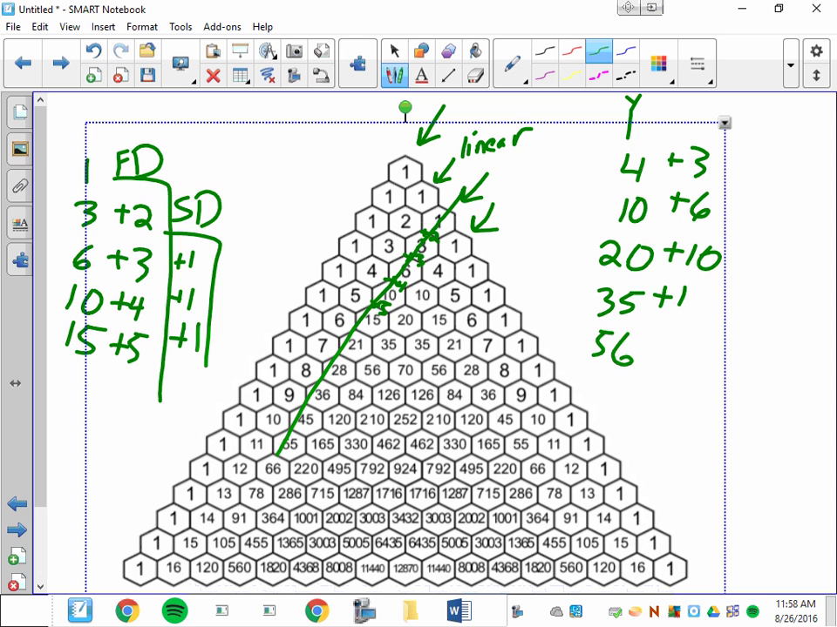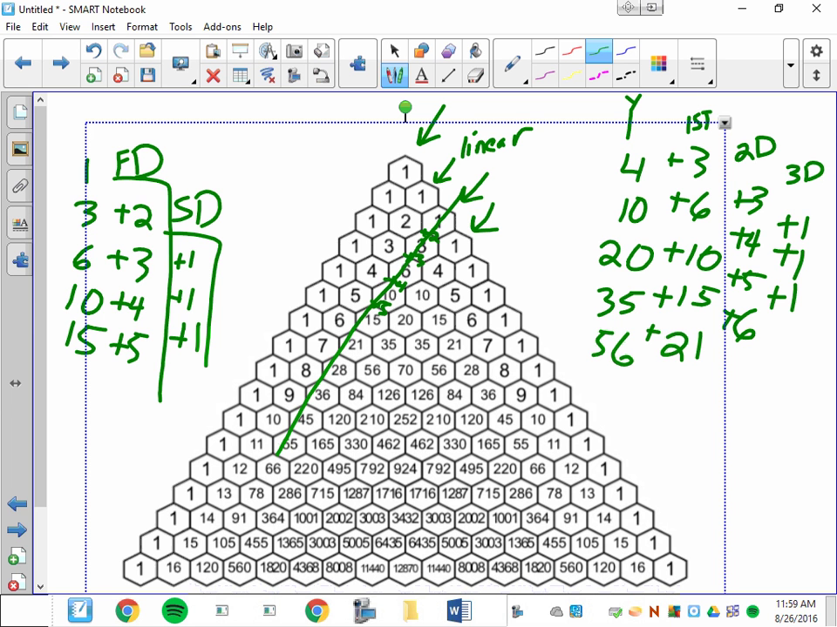3, 6, 10, 15, 21. It's not linear. Let's check to see. So these are first differences. Let's try our second differences. Plus 3, plus 4, plus 5, plus 6. Nope. But if I do it one more time, the third difference is plus 1, plus 1, plus 1.